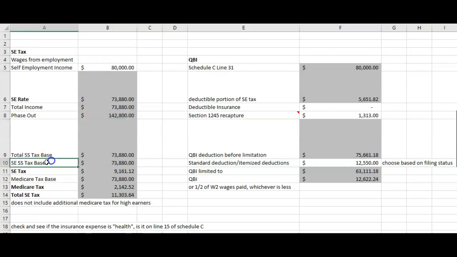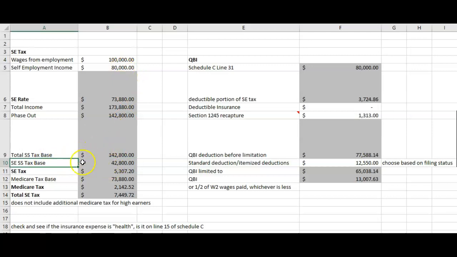So self-employment Social Security tax base is not going to be the same as the total Social Security tax base. If the person makes $100,000 a year in wages, now they've already paid Social Security taxes from their wages. So the Social Security tax base is only going to be on the $42,800 for the self-employment income, if that makes sense, hopefully.